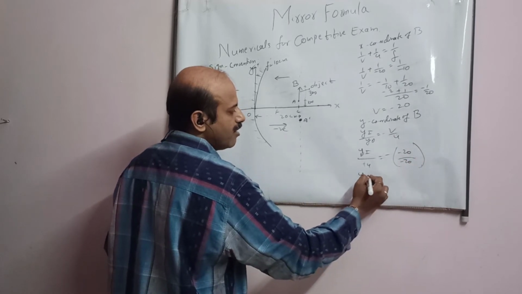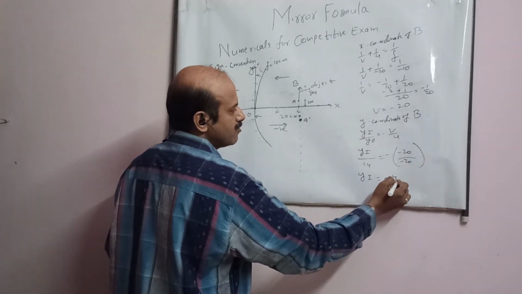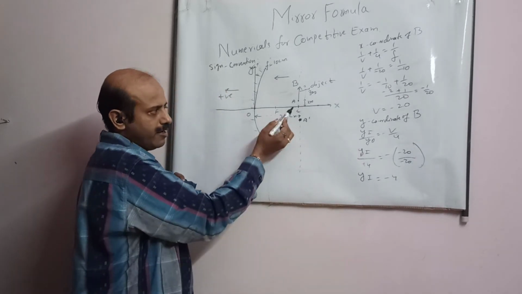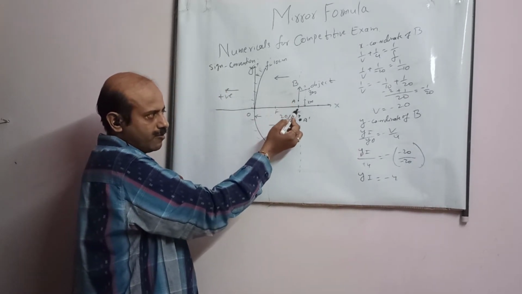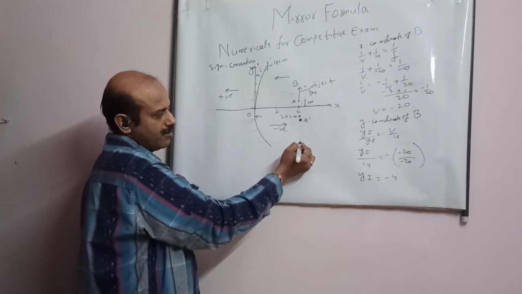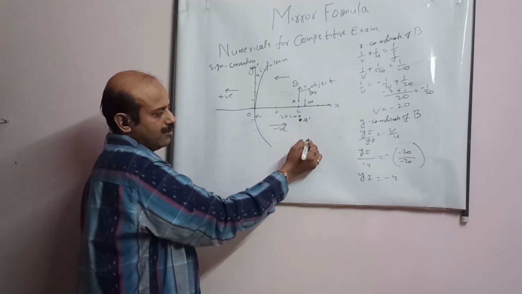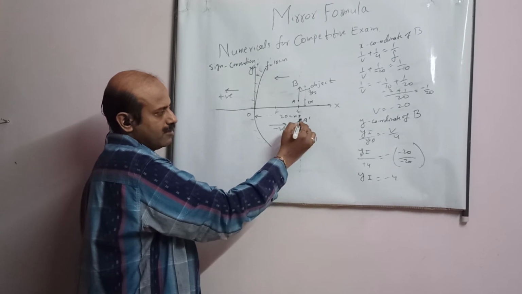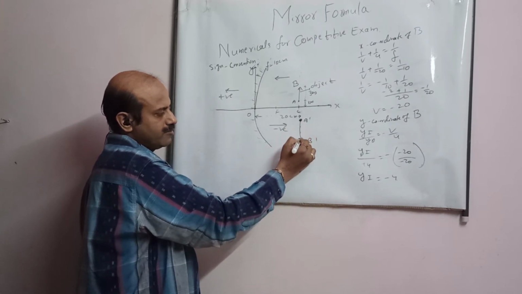Now student, yi comes out to be minus 4. This means from here on this line I have to go minus 4 below. This is 1, so minus 4 will come somewhere like there. This is the B dash, student. See, student, I got the image.